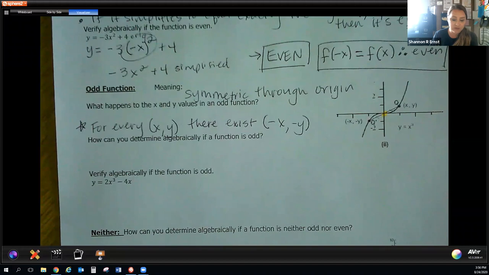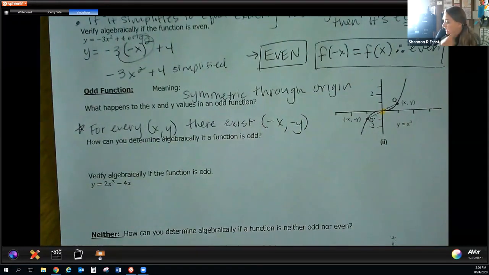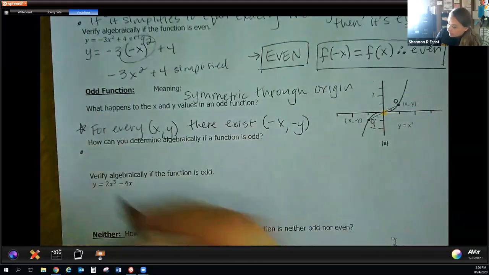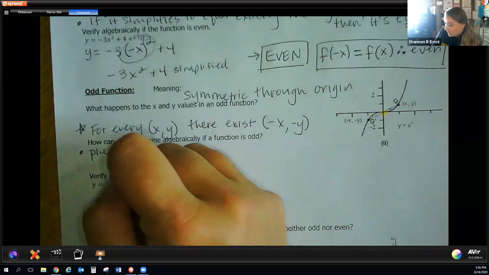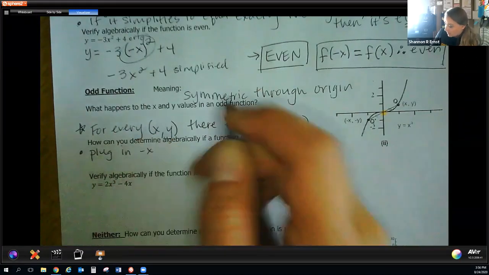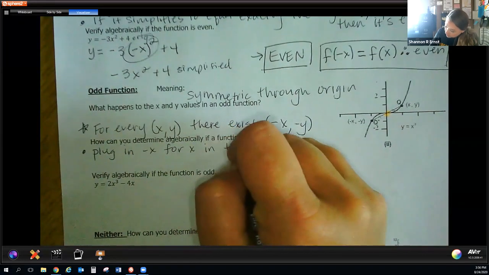Algebraically, how do we determine if it's odd? So we can find it graphically, algebraically. Here's your steps. First step, same as the other one, same as even. Plug in negative x for x in the original.